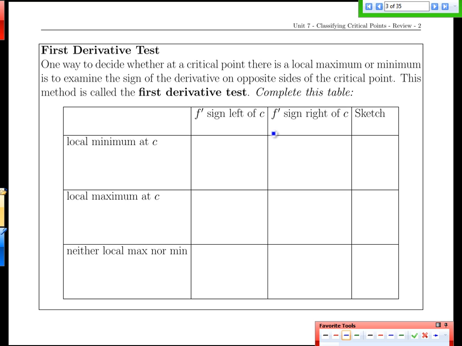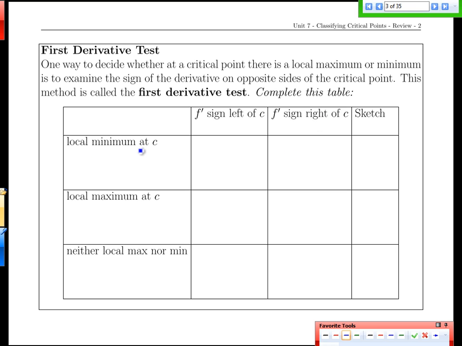One of the methods for determining the type of a critical point is the first derivative test. We'll also be looking at the second derivative test in a moment, if you're more familiar with that. So the first derivative test is a method to classify critical points, and the way it works is we look at what happens in the lead up to the critical point, and then what happens afterwards, after we leave a critical point.